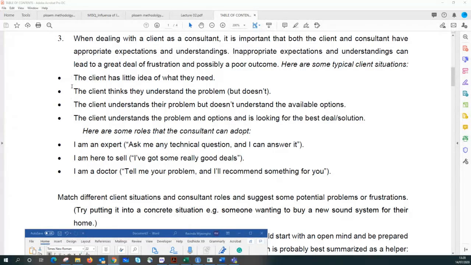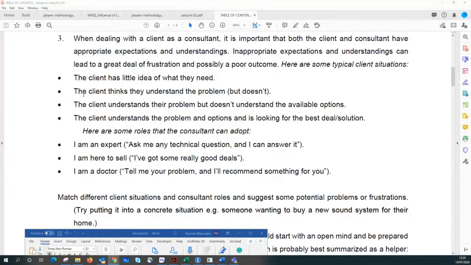the first two client situations, the client has little idea of what they need, right? They don't have any idea whether they really need a software application or any application at all. They are doing their work, but do they really need to improve something, etc. The second situation is that the client thinks they understand the problem, but they may wrongly identify the problem, probably that is not the case.